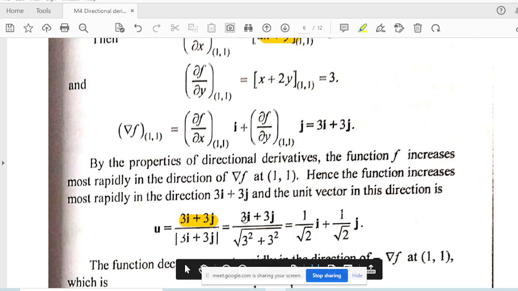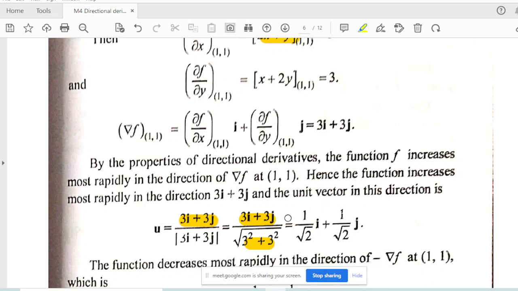3 i cap plus 3 j cap divided by root of 3 square plus 3 square, that is root of 9 plus 9, 18, right? Root of 18.